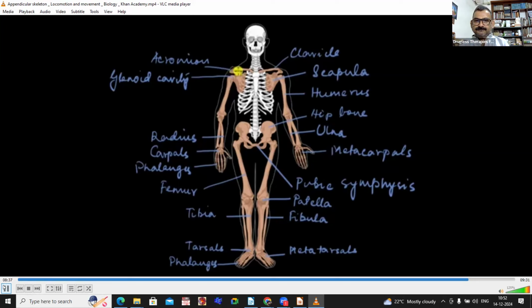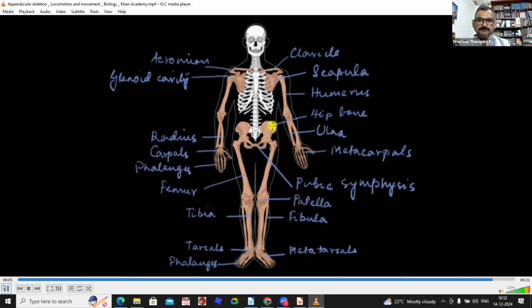The scapula has a part called the acromion, which connects to the collarbone. There is this glenoid cavity at the end of the scapula, which connects to the top of the humerus. This is the humerus, the upper arm bone. Then there is the radius on the forearm, on the side of the thumb, and the ulna, the other bone on the forearm. Then the wrist bones are the carpals, the palm bones are the metacarpals, and the finger bones are the phalanges.